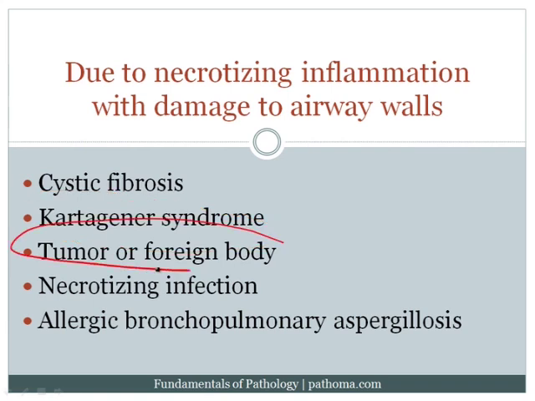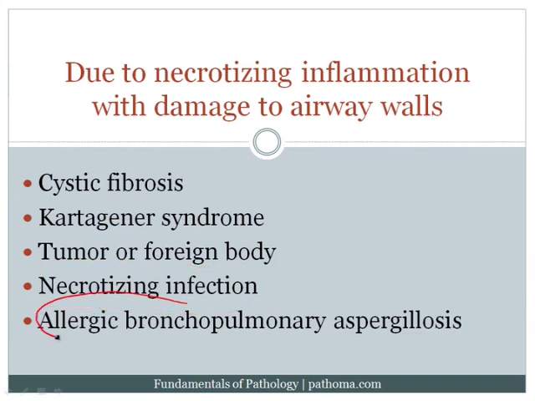A third patient would be tumor or foreign body. Here's the airways. Here's another airway. If there's a foreign body in the airway, that's going to result in inflammation and infection down here. If there's a block because there's a tumor, so that compresses the airway, that would also increase the risk of infection and inflammation. Any type of necrotizing infection, if the patient gets infected with a bug that is particularly necrotizing and virulent, that could result in bronchiectasis.